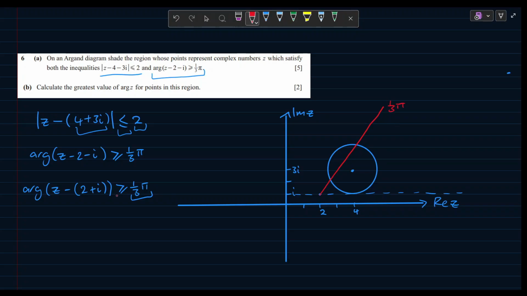And we want the region that's greater than or equal to, but it also has to be within our circle. So greater than 1/3 pi, but within our circle, that's going to be this region over here. Alright, so that's going to be our answer for part A. Part B says calculate the greatest value of arg z for points in this region.